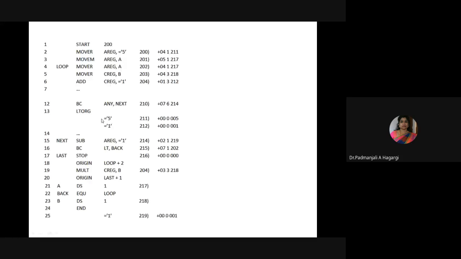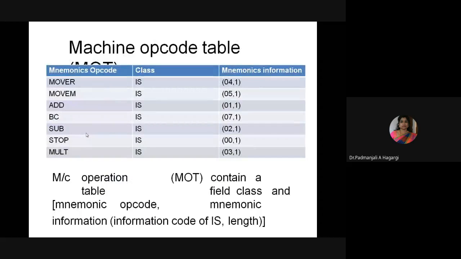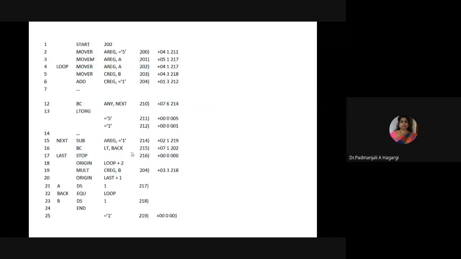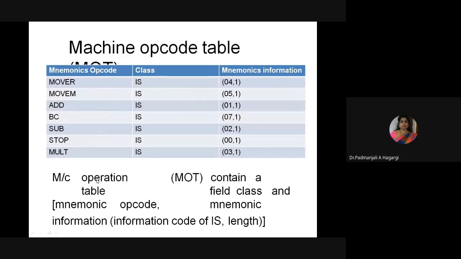Then it goes with the assembler directive. After the assembler directive, it goes with the imperative statements. So this is how it generates the mnemonic code for all the imperative statements. So these are the list of all the imperative statements being used in the program.